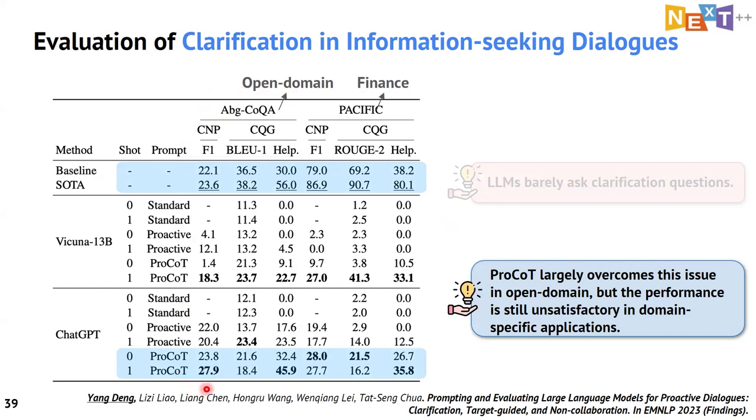We can see that ChatGPT with the proactive chain of thought prompting actually achieved a competitive performance with the state-of-the-art fine-tuning method. But the performance is still very unsatisfactory in domain-specific applications. So the second data set is actually a financial information seeking data set. And we can see that there is still a huge gap between ChatGPT and also the state-of-the-art fine-tuning methods.